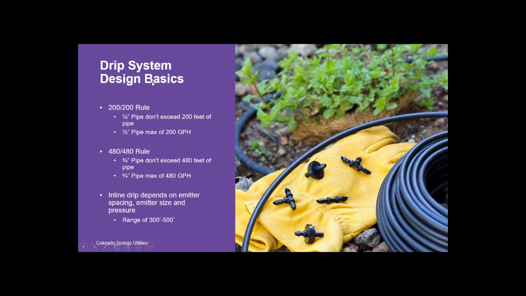For the drip system design, for inline drip, it depends on the emitter spacing. So again, what you choose for your emitter spacing, what you choose for your emitter size, and what your pressure is for that irrigation zone. But the general rule of thumb is you can have anywhere from 300 to 500 feet of that pipe for one irrigation zone. So again, it's definitely reasonable to have inline drip on one zone for your entire property.